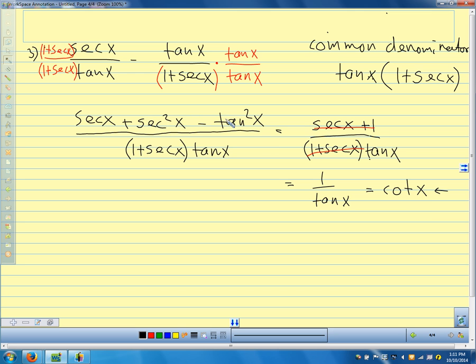Our Pythagorean identity says that 1 plus tangent squared x equals secant squared x. If I subtract tangent squared x from both sides, I get 1 equals secant squared x minus tangent squared x. So I just substituted 1 in for that secant squared x minus tangent squared x. This quantity is 1. That's what this tells us. So secant x plus 1 is what's left.